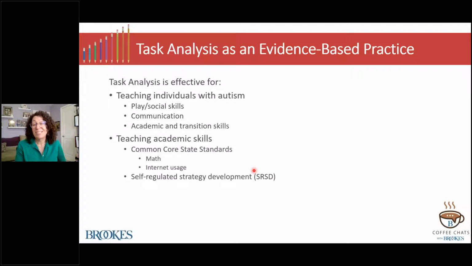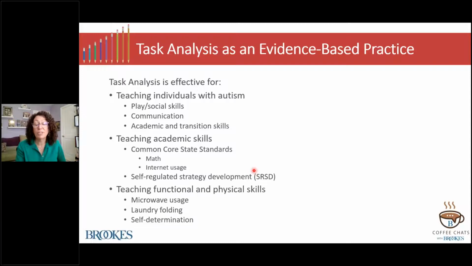There's also an extensive evidence base for how to use task analysis to teach Common Core skills. So math can be broken down into steps pretty easily, and also how to use the internet to find information that you need. Self-regulated strategy development is something that many special educators are familiar with. It's the Harris and Graham strategies for writing instruction. And those are task analysis. They have a really extensive evidence base.